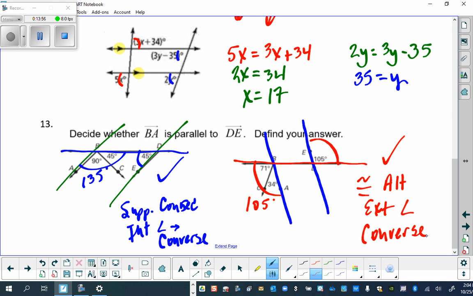The rule says if I'm proving the lines are parallel, I need to use the converse. If I'm given the lines are parallel, then I don't use the converse. It's just the regular rule. However, it is for you to keep that straight.